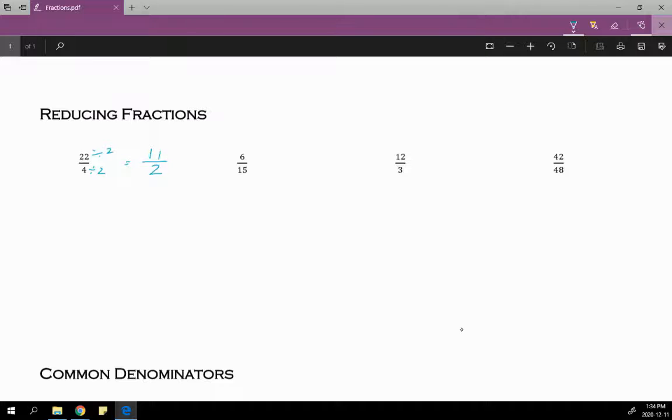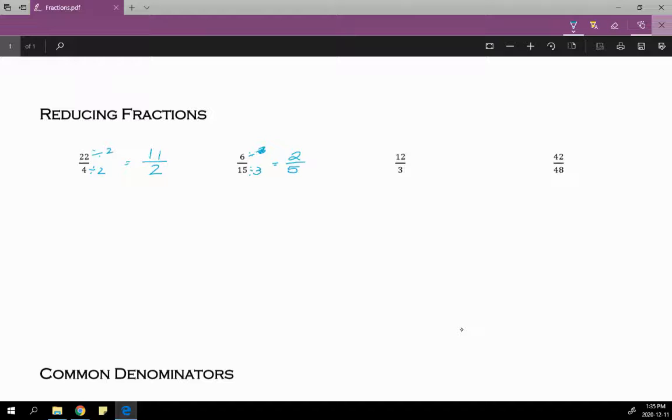And if we do a quick double check, is there anything that divides evenly into both 11 and 2? And the answer is no, so we know that that's going to be our lowest term. Okay, now next example, if I look at my numerator of 6, my denominator of 15, I'm thinking to myself, what divides evenly into 6 and 15? And the answer is 3. So I can divide both my numerator and my denominator by 3. 6 divided by 3 is 2. 15 divided by 3 is 5. Nothing else divides evenly into both numerator and denominator of 2 and 5. So I know that that's in lowest terms.